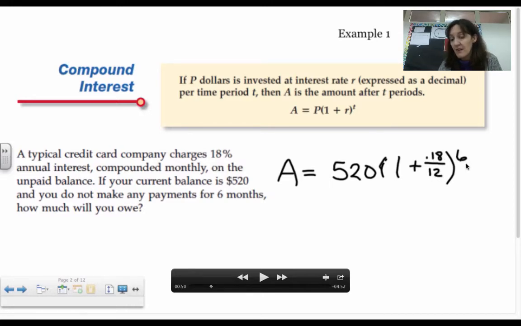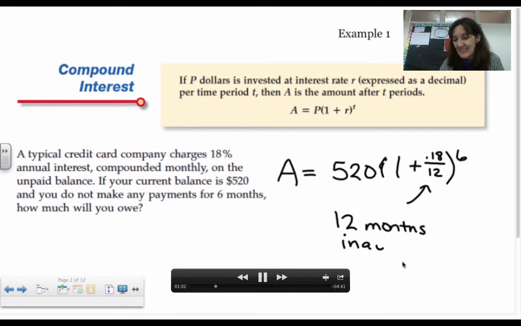The time is how often am I doing it? I'm doing it for 6 months. So it's 18%, which is my yearly rate, divided by 12, so that it does it monthly for 6 months. And then I will pop that into my calculator. I wrote on here to talk about the fact that there are 12 months in a year, which is why we divide by 12. I pop that in my calculator and end up with an answer, which is underneath my screen here.